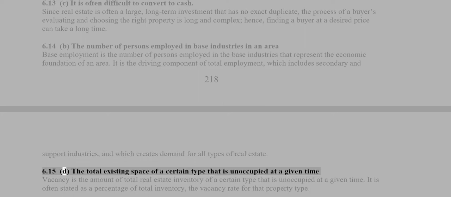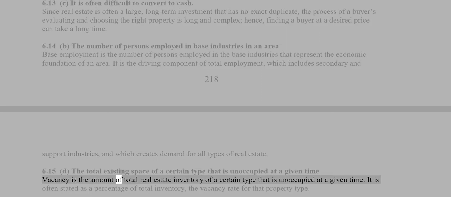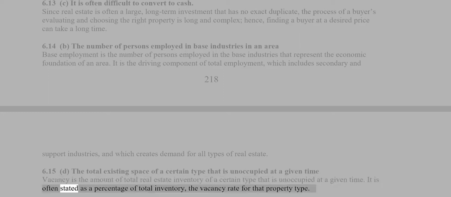6.15 D. The total existing space of a certain type that is unoccupied at a given time. Vacancy is the amount of total real estate inventory of a certain type that is unoccupied at a given time. It is often stated as a percentage of total inventory, the vacancy rate for that property type.